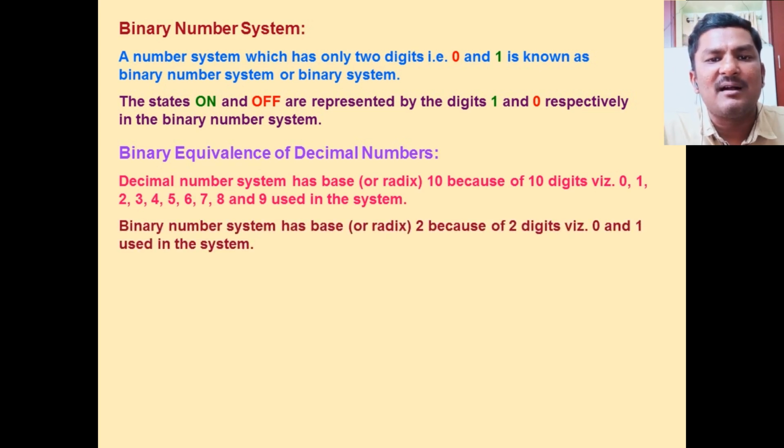In the binary system there are only two digits, 0 or 1. The whole of Boolean algebra and digital electronics is linked with these two binary values only, 0 or 1. A number system which has only two digits, 0 and 1, is known as a binary number system, and the states on and off are represented by the digits 1 and 0.